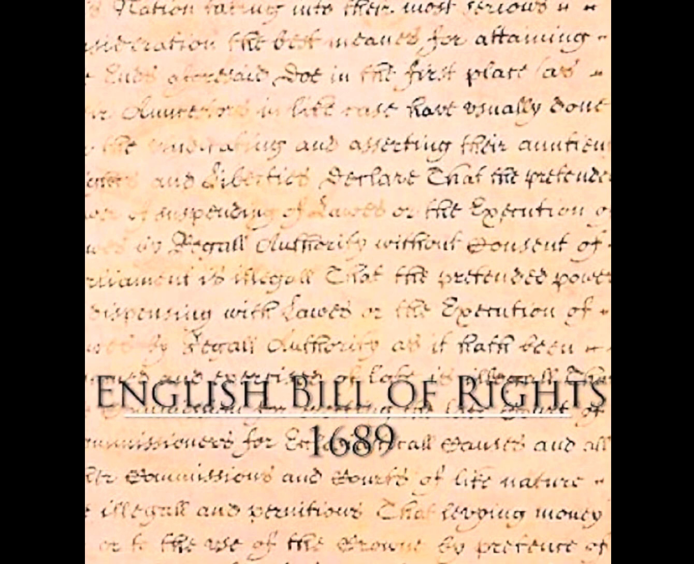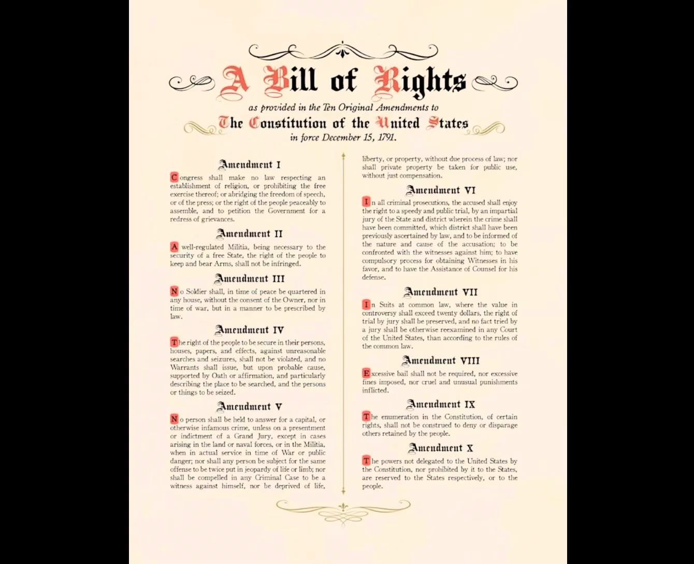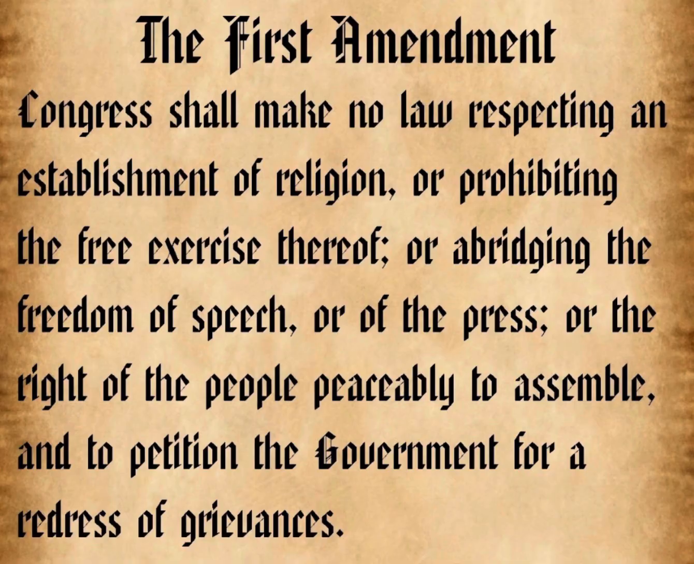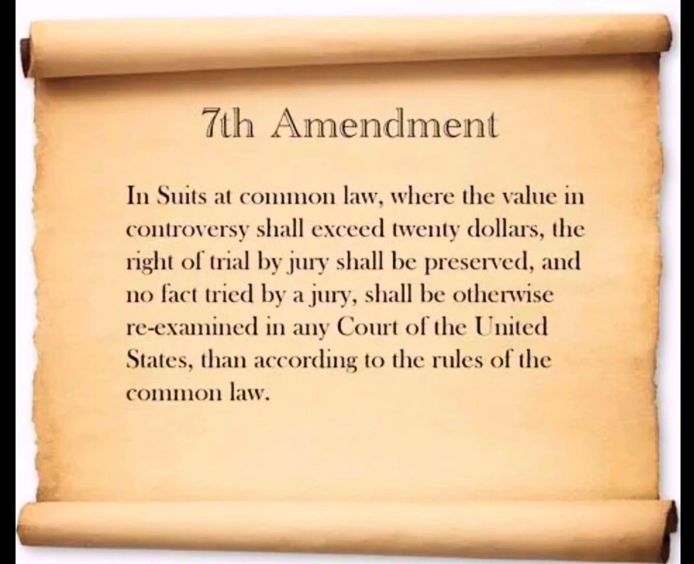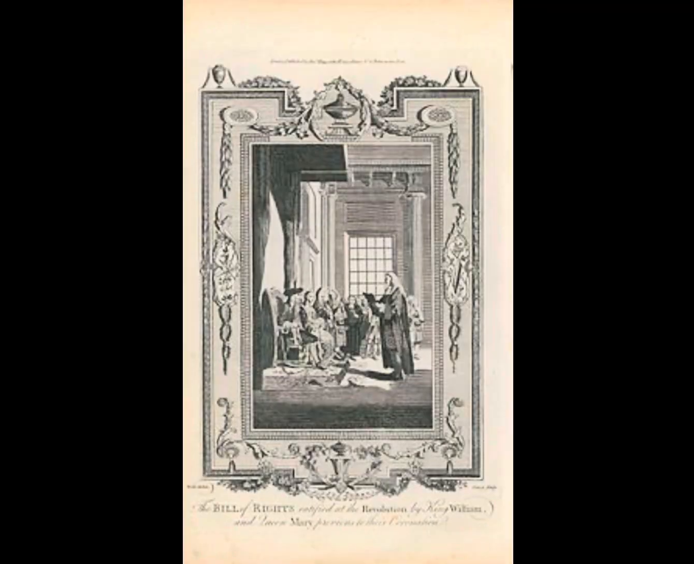The English Bill of Rights greatly inspired the U.S. Bill of Rights. There are many themes and ideas that are found in the English Bill of Rights that laid the groundwork for the U.S. Bill of Rights. For example, some ideas that were found in both documents were freedom of speech, trial by jury, and protection from cruel or unusual punishment.